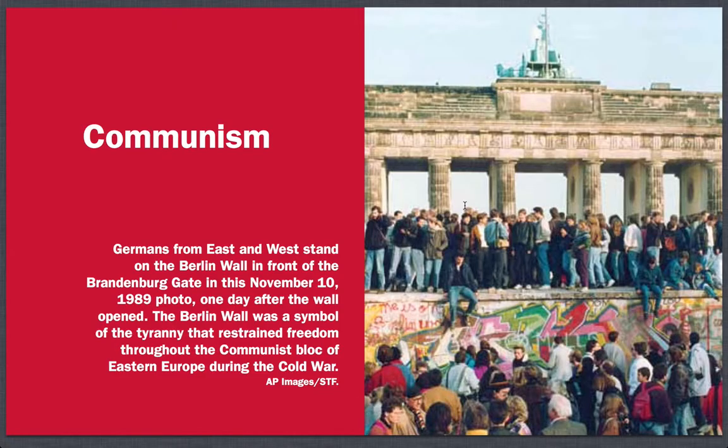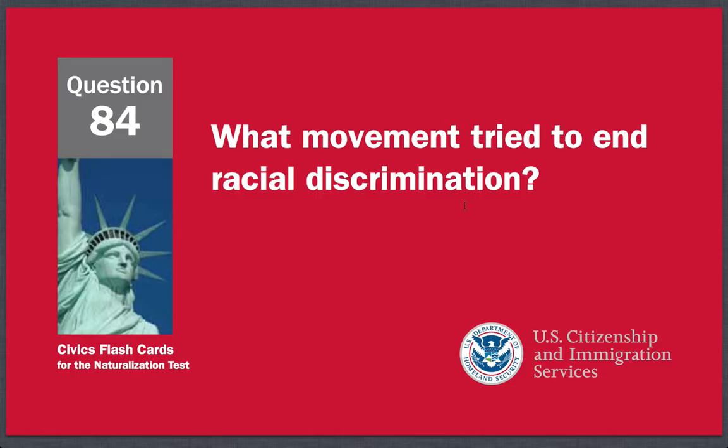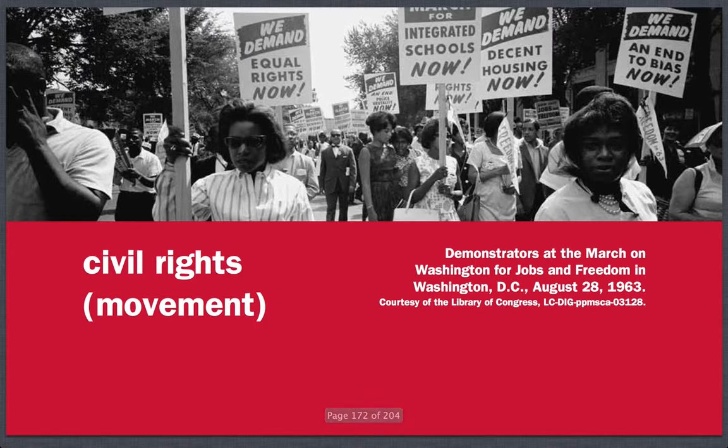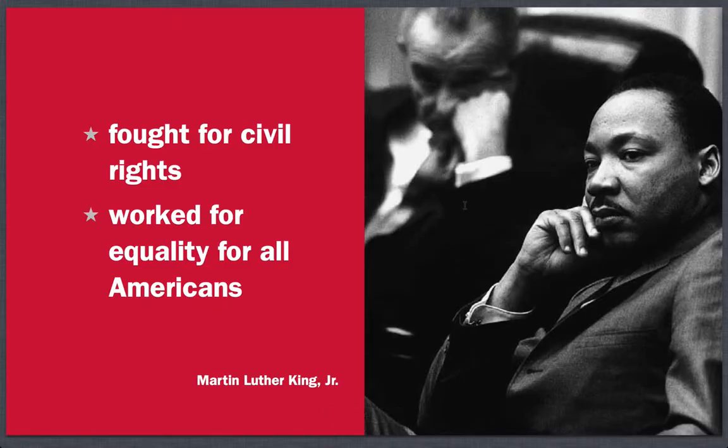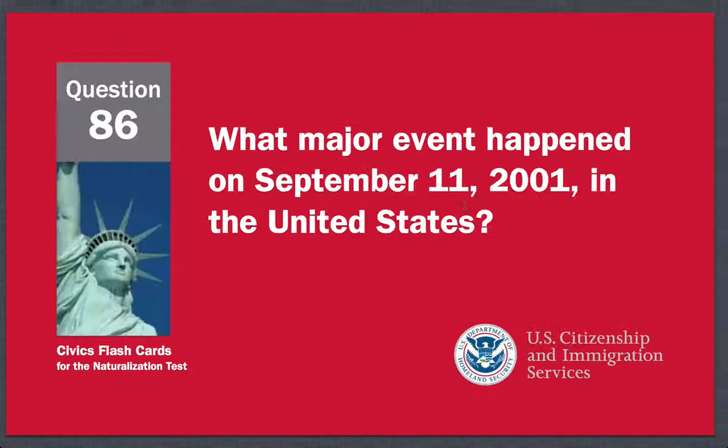And during the Cold War, what was the main concern of the United States? Communism. And as you know now, communism is pretty much gone from the USSR. No more, it's Russia. What movement tried to end racial discrimination? The Civil Rights Movement, the famous Martin King speech, etc. What did Martin Luther King Jr. do? He fought for civil rights, worked for equality for all Americans.